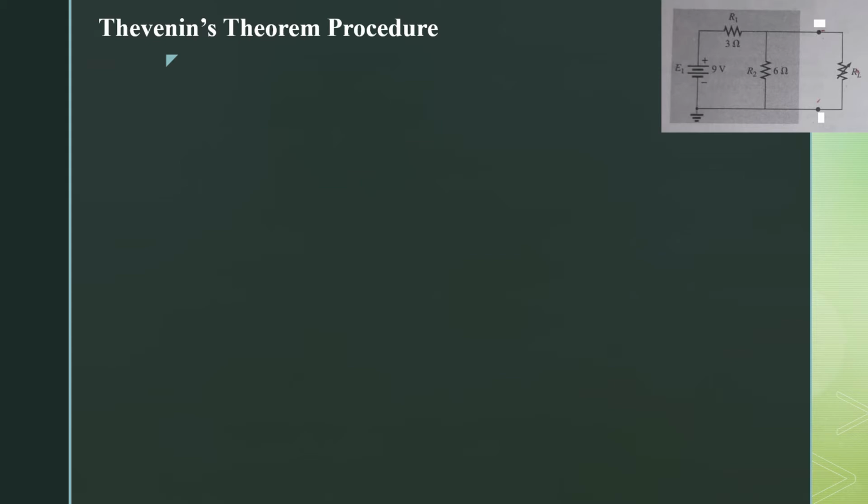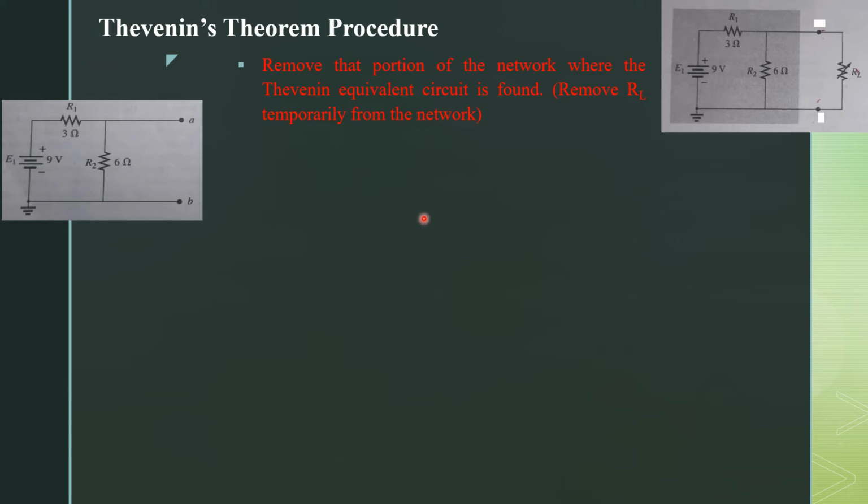Now let's see the procedure to apply Thevenin's theorem to any circuit. Let us consider a circuit in which we have to find the Thevenin equivalent for this shaded region. In the first step, remove the portion of the network where the Thevenin equivalent is found. In our case, remove RL temporarily from the network. So we have to remove that RL from the network in order to find a Thevenin equivalent circuit for that shaded region. So when we remove RL, the circuit looks like this.